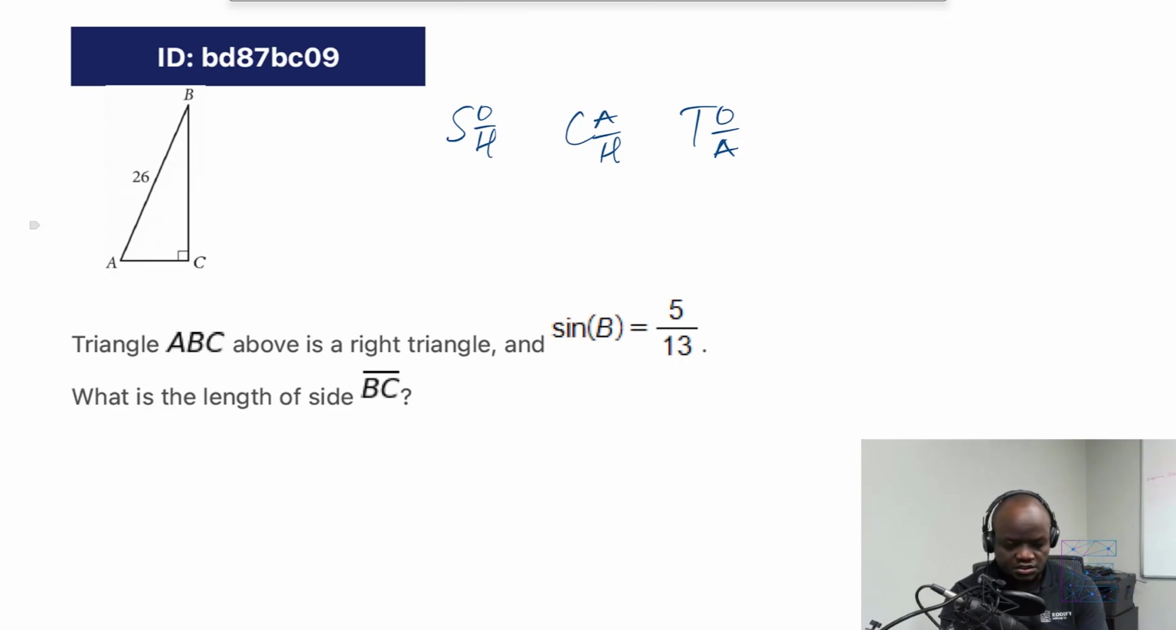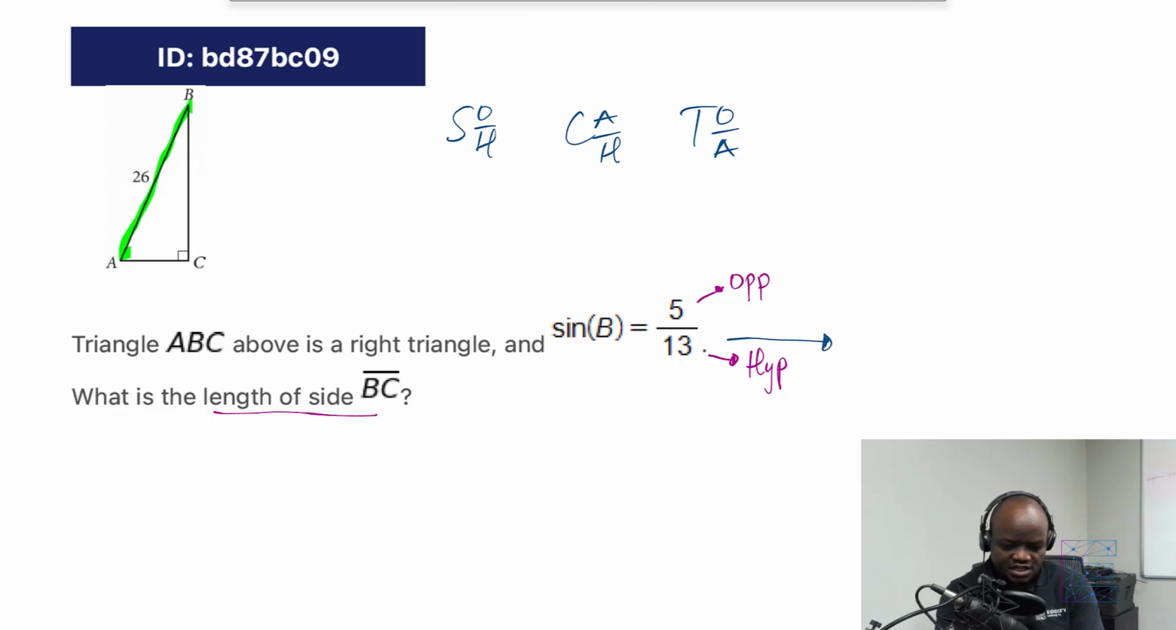Now, for this question, we need to figure out the length of side BC. We're given sine B equals 5/13. That's to say, if you're using sine, we can very quickly see that this is opposite. This must be the hypotenuse. But when you look at this triangle here, you very quickly notice that the hypotenuse gives us something different. The hypotenuse is actually 26.